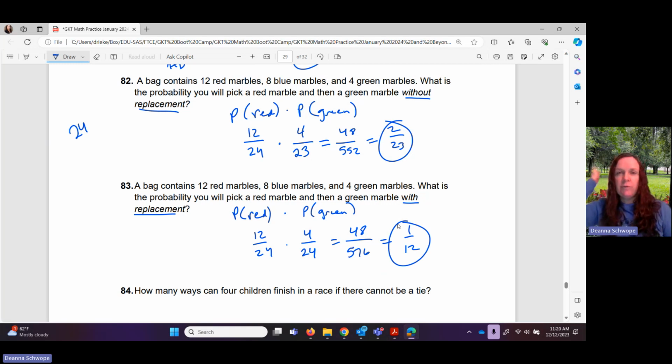You could find them in decimal form just to see the comparison. It's a slightly better probability in number 82 than 83 because you have one less to choose from to get your green in the second pull, but very slight. So just knowing how to do compound probabilities like this and understanding with replacement and without.